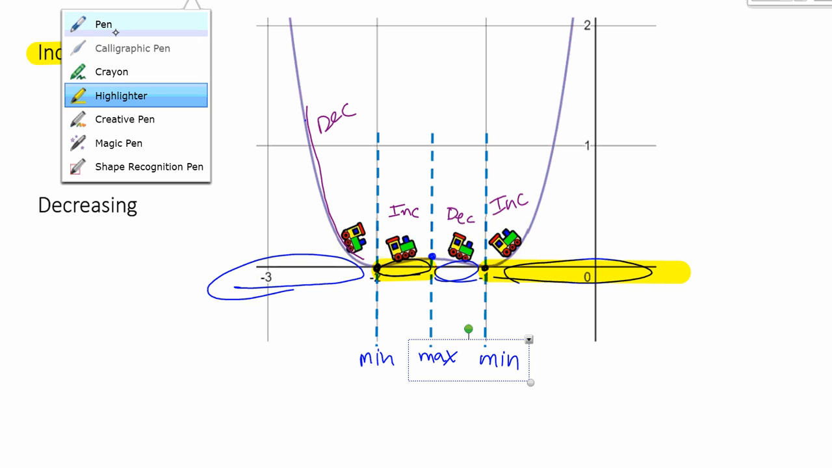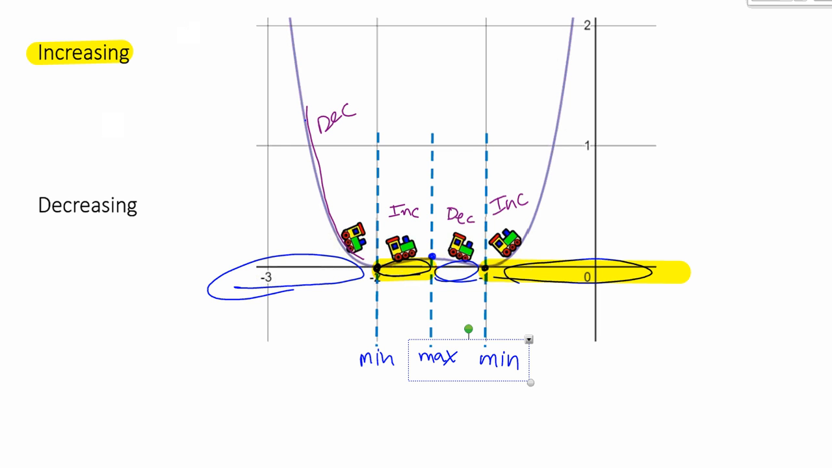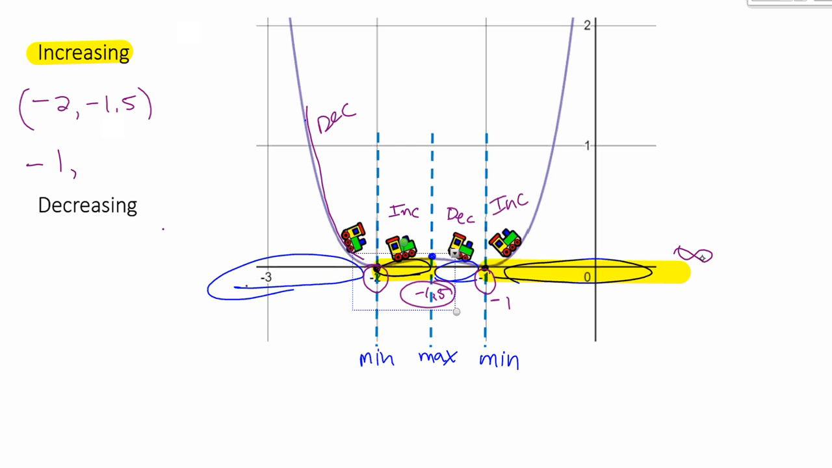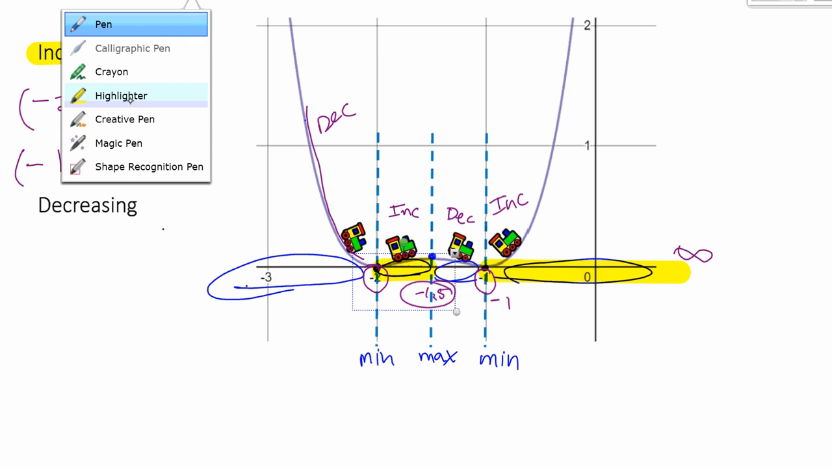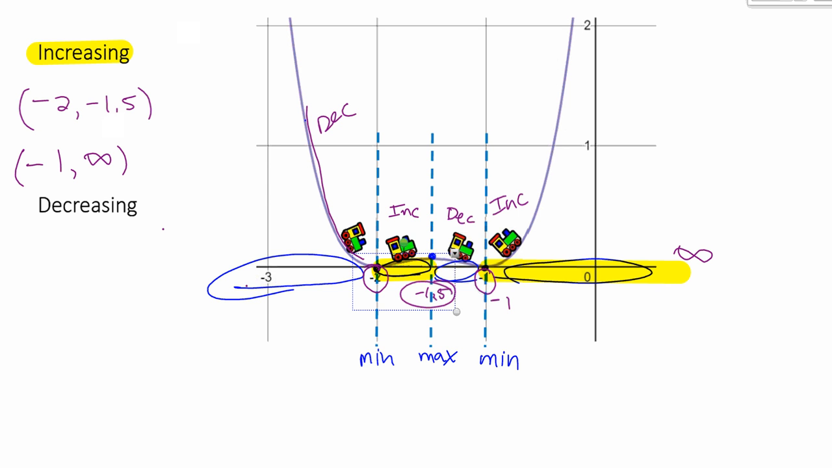So to describe those, we would say from -2 to -1.5, I've got a little messy going on here. (-2, -1.5). We're just describing it, so you put it in parentheses. And from, this one right here is -1. So from -1 to, this goes out forever in that direction, infinity. And those are increasing. Now, if we wanted to talk about decreasing, that would be this interval, right?